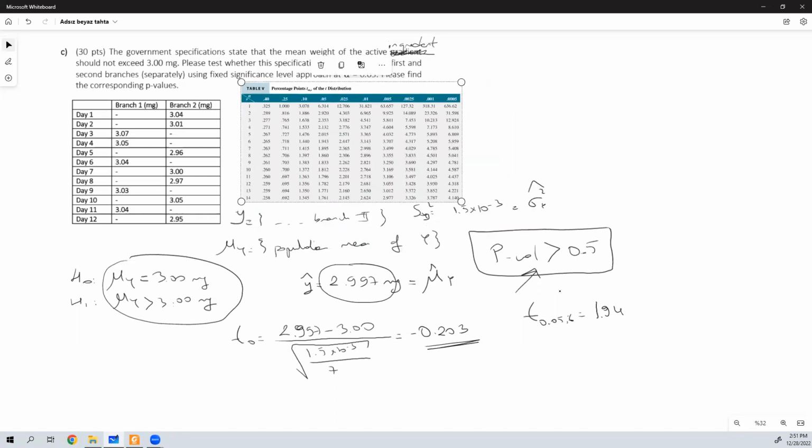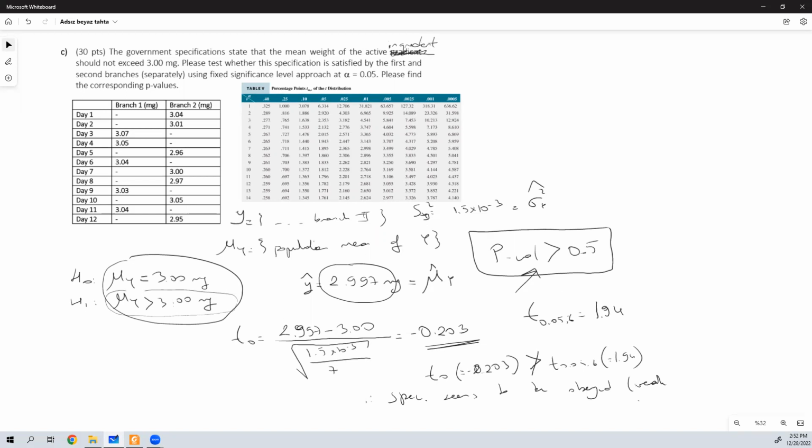All right, and therefore this value, as you can see, what we expect in terms of alternative hypothesis, we would like to exceed this value, but unfortunately, or fortunately, or whatever, 2.03 does not exceed t 0.05,6 with 1.94. Therefore, the specification seems to be obeyed. We reach our conclusion.